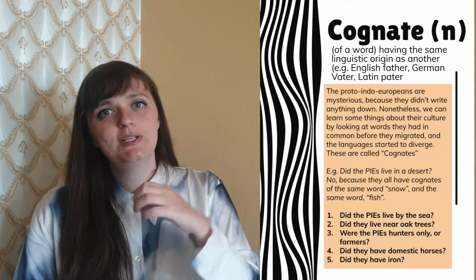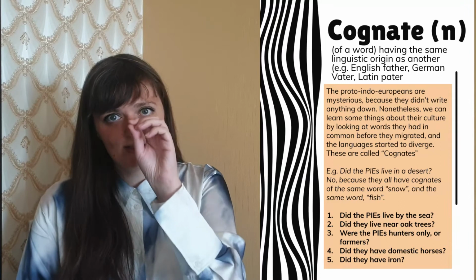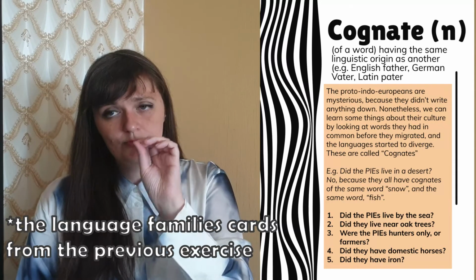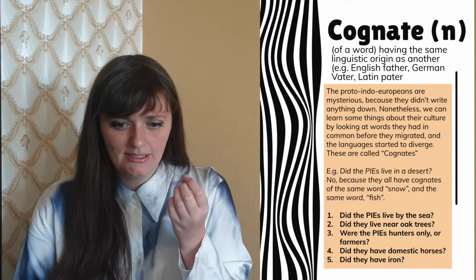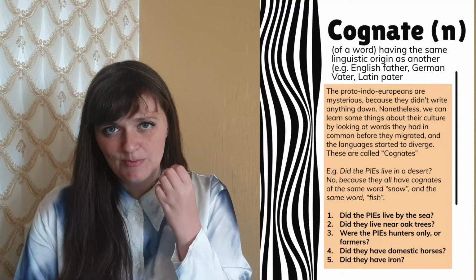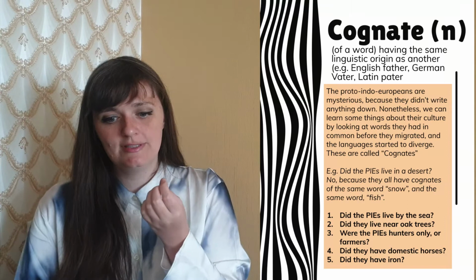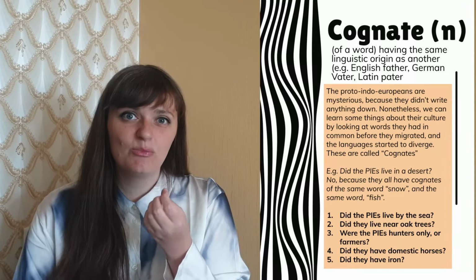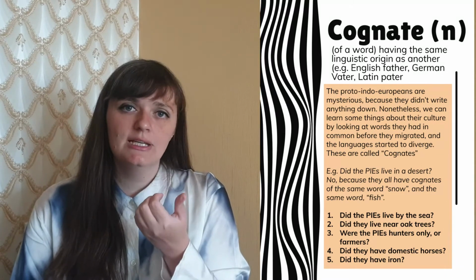Right. So apart from snow, I can give you a few more cognates. You can have a look at the different cards that I gave to you. And then from these cards, we can make some guesses about the Proto-Indo-Europeans. For example, I already have on the screen an example about snow. Did they live in a desert? No, because they all have cognates of the same word, snow, schnee, and they have cognates of the same word, fish, pesce. So for this reason, the Proto-Indo-Europeans must have all had fish and all had snow.